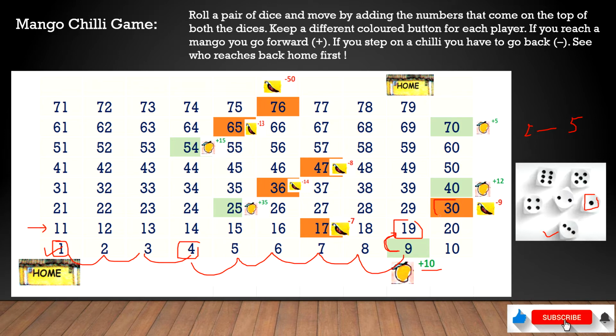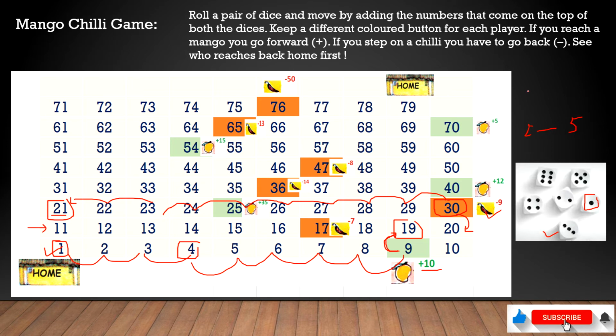Similarly, if you reach 30 and you find a chili, then you have to come 9 steps back. So if you come 10 steps back, you will reach 20 and we'll add 1 more. So we'll get to 21. Or you can count 1, 2, 3, 4, 5, 6, 7, 8 and 9. So that's how you can reach this number.